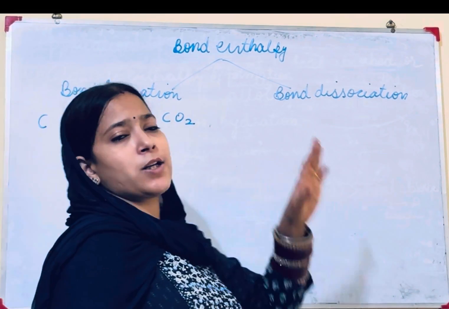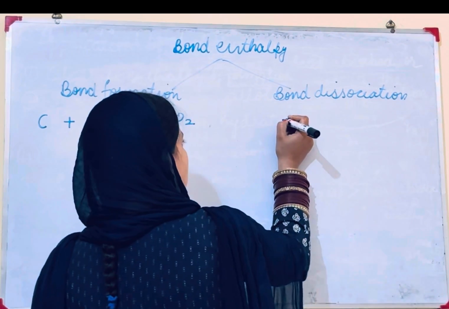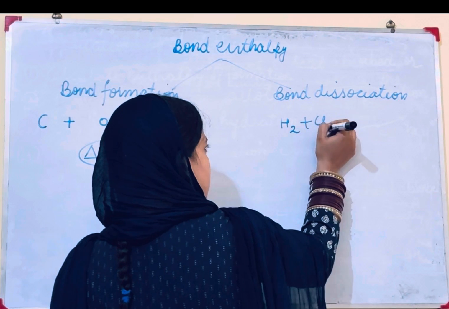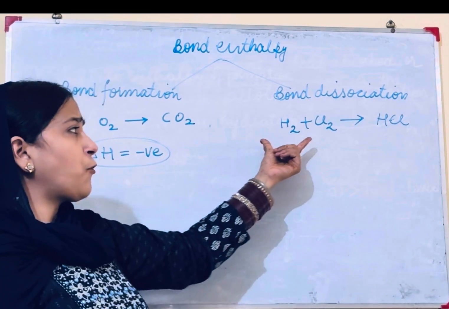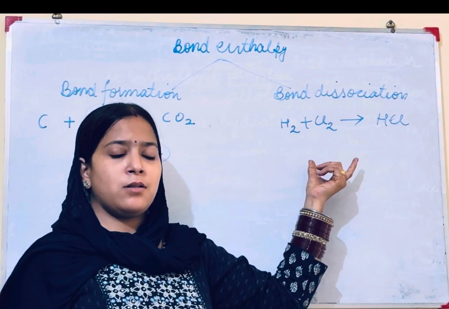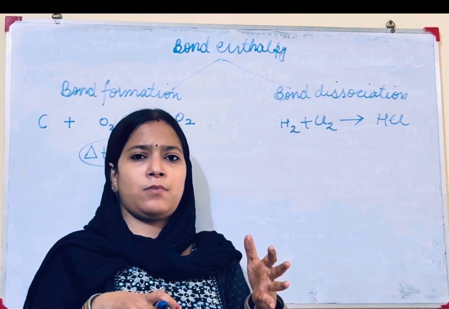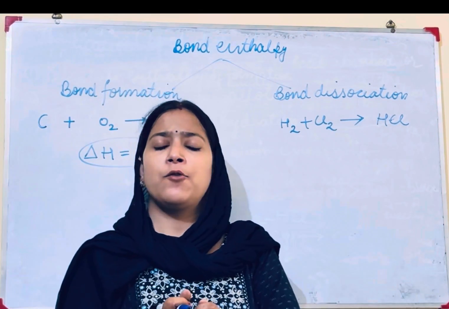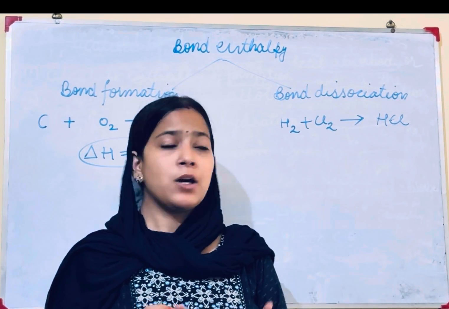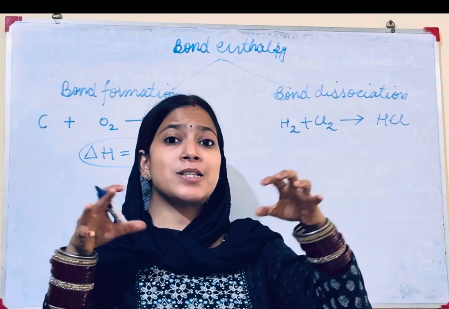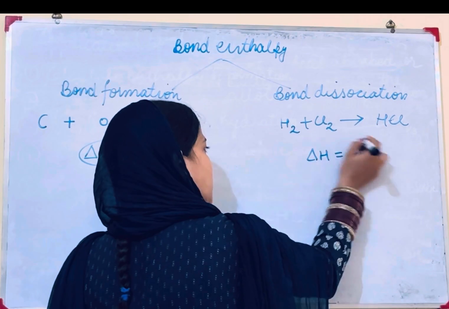Now if we talk about bond dissociation. Bond dissociation is the breaking of a bond. For example, if we break hydrogen and chlorine and form HCl bond, the amount of heat absorbed. For the breaking of a bond, we have to put in some energy. If we want to join anything, we don't need much energy. But if we want to break something, we have to put in more energy. So energy is absorbed. If energy is absorbed, then delta H is positive.